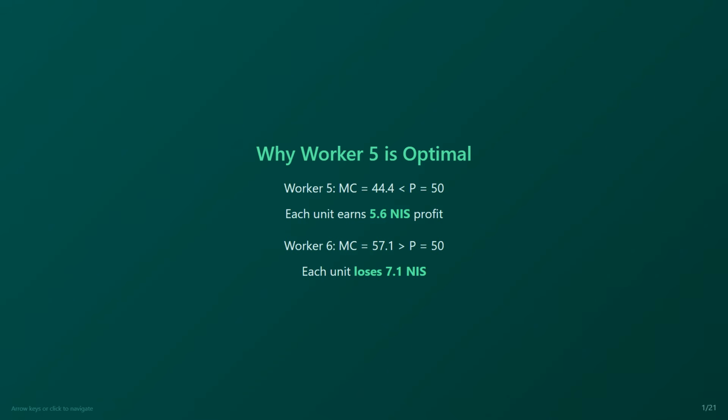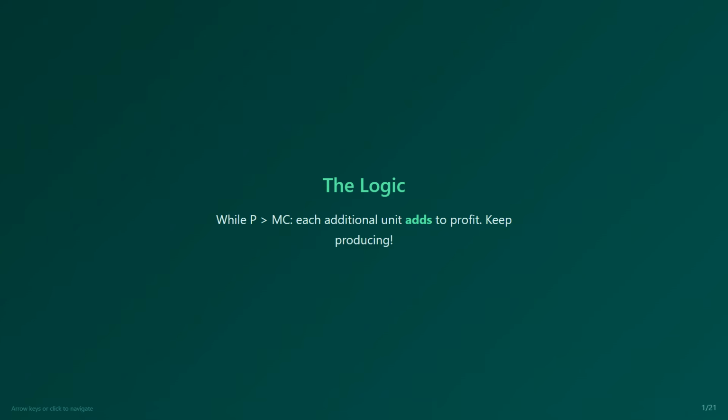The maximum point is exactly at the transition, where MC is still less than P, but at the next worker MC is already greater than P. In our case, that's worker 5, where MC is 44.4 and P is 50. This is the closest point to equality between P and MC.